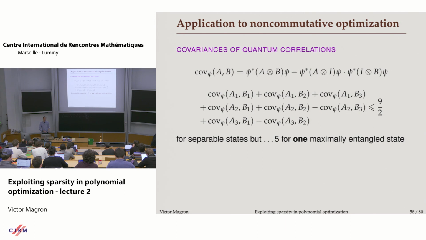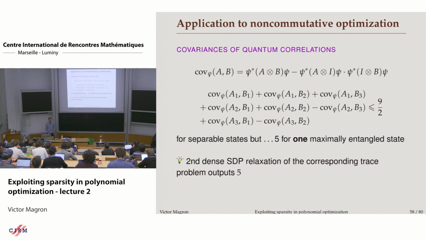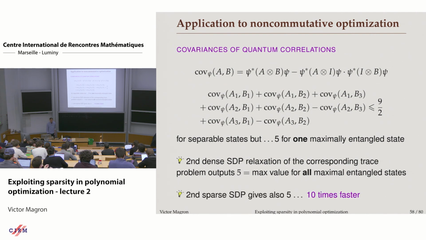Then we thought, okay, let's try to see what happens for all maximally entangled states. So let's compute an upper bound on that. If you compute the corresponding dense SDP relaxation, then you find 5. So it means that the maximal value is 5 for all maximally entangled states. And then we also did the sparse relaxation of that because again, you have very few terms out of the possibly many terms. And it also gives 5, 10 times faster. So here we are lucky. Sometimes you are lucky.